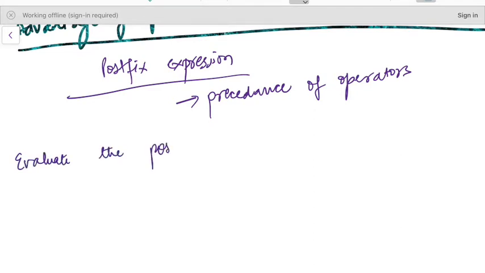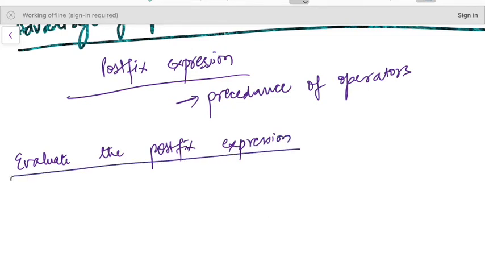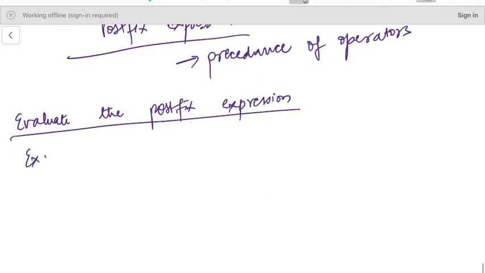So we'll see how to evaluate the postfix expression. I'll take a very popular example. So this example goes like this.